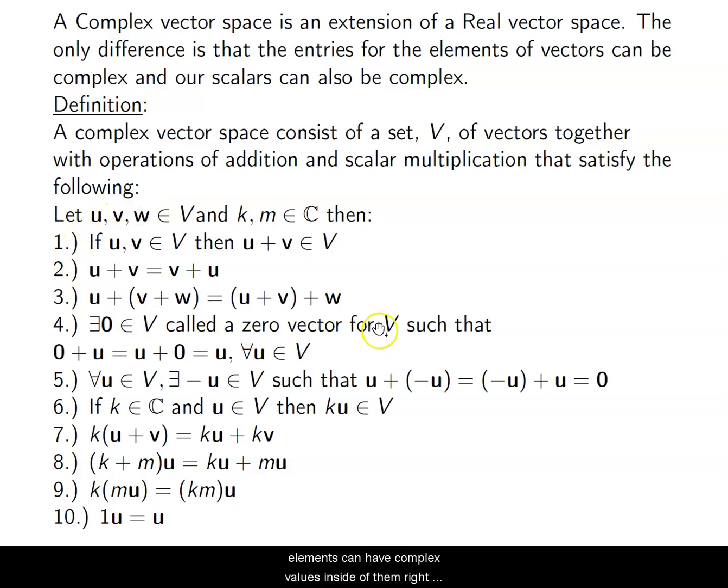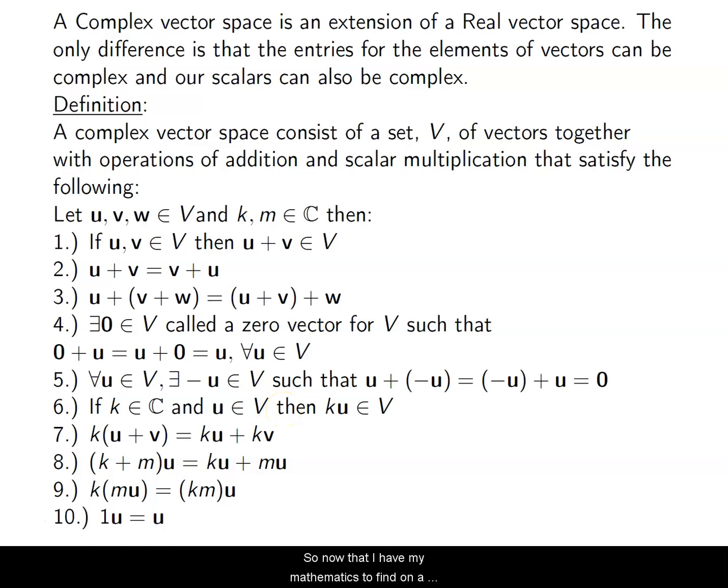So all these elements can have complex values inside of them, right? That's the only difference, okay? So when we went over the real vector space, we had a couple of things that we could then talk about, right? Because these axioms define how we define mathematics on a vector space. It tells me the type of additions I'm allowed to do, subtractions, multiplications. This defines my mathematics on my space.